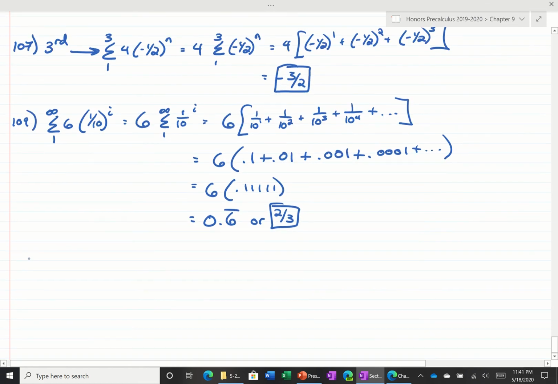And the last one, 111, it's asking us to find, well, this is kind of like the one before that. It's just the sum from 1 to infinity of 1/10 to the k power. Well, this part is just like this.